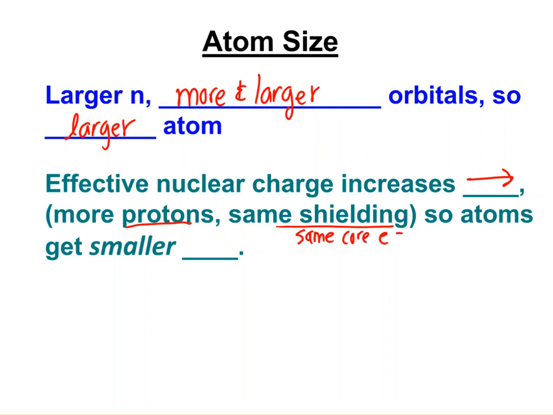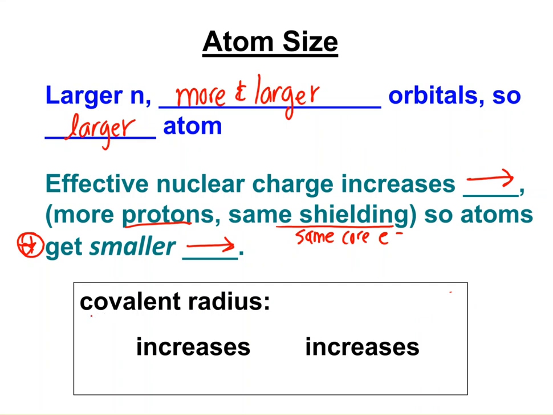And so as you move to the right on the periodic table, the atoms get smaller. This is the trend that gets people, because they usually think as you move along the periodic table to the right that the atoms are getting bigger, but they're not, because you're increasing the number of protons as you move to the right, but the shielding's remaining the same.